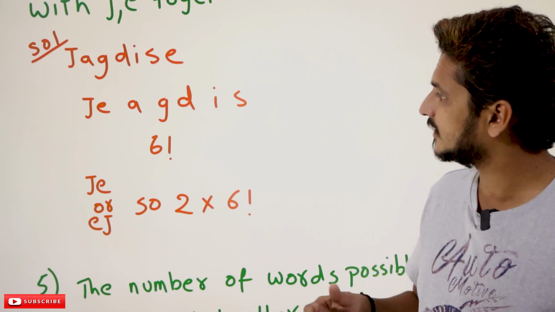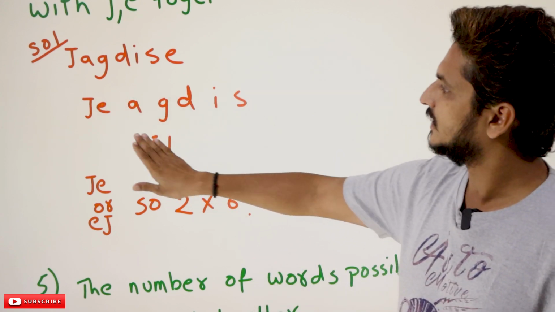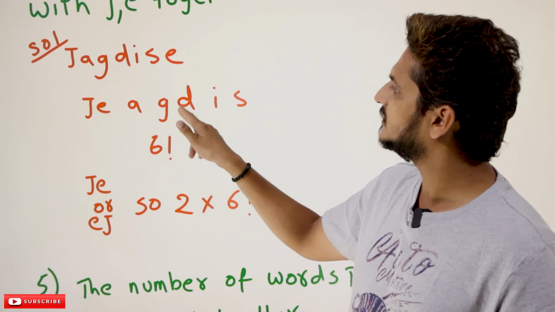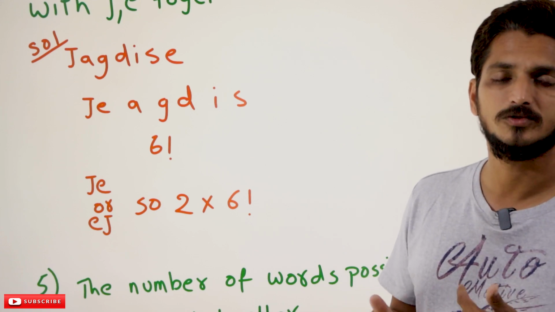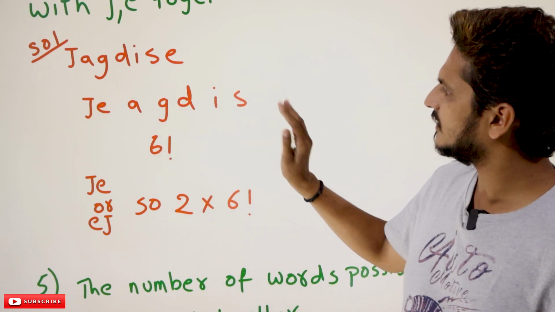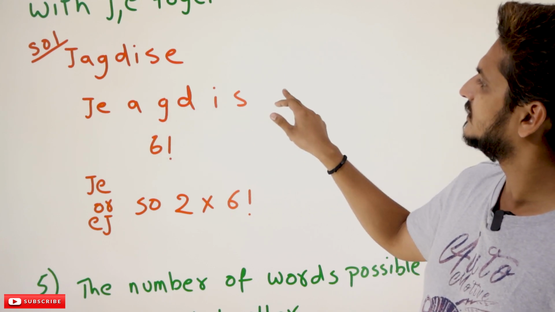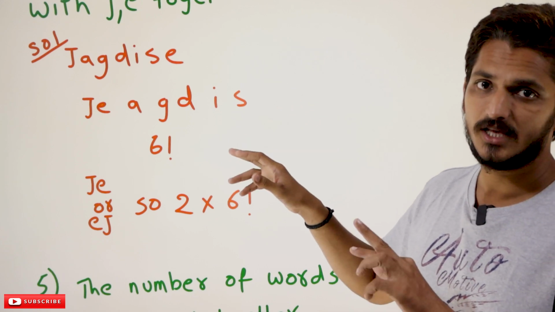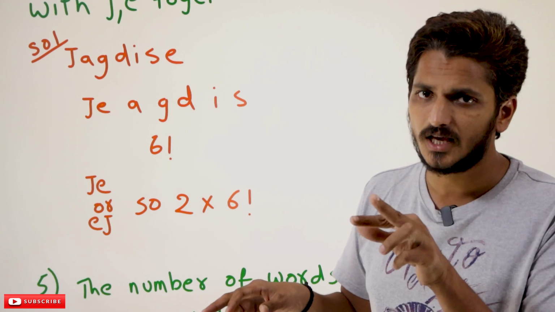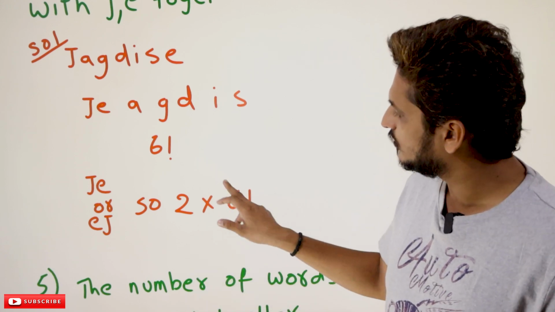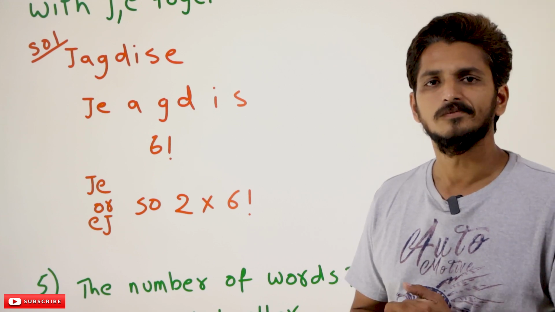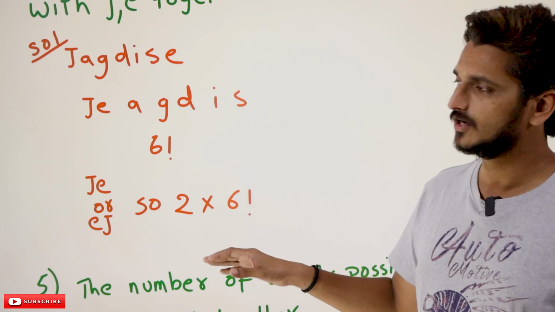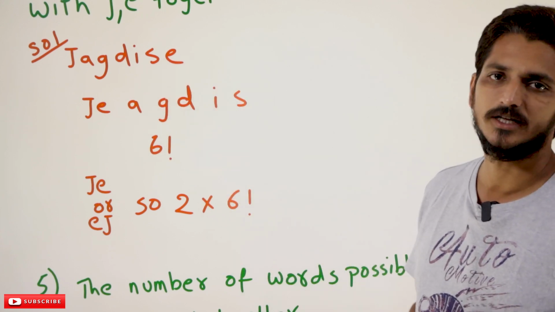To help you understand better, assume that this is one possibility: J, E, A, G, D, I, S. In this you can change it to E, J, A, G, D, I, S, another possibility. If you place J, E here, A, G, D, I, S, J, E, the other possibility is E, J. Wherever you place J, E, you have 2 possibilities: J, E or E, J. That's why this 6 factorial should be multiplied by 2. 2 multiplied by 6 factorial. These many possibilities are there to arrange these elements for the given condition.